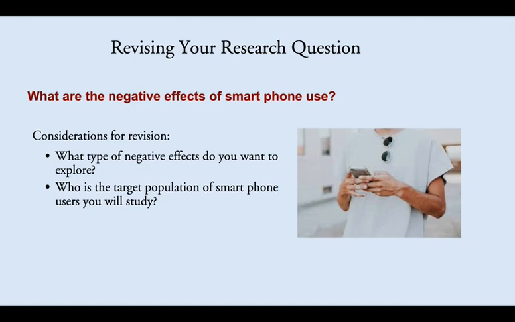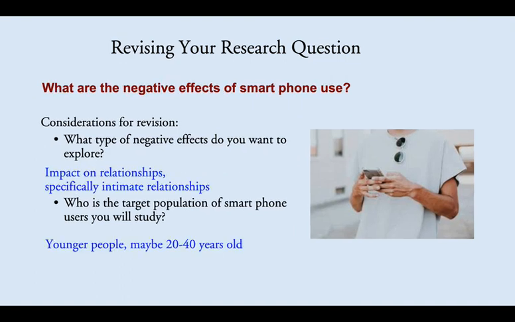To give the question more focus, we need to consider what type of negative effects we want to explore, and who is the target population of smartphone users that we want to study. We can answer these questions in this way. For example, for the type of negative effects, we could look at just the impact on relationships, specifically intimate relationships or couples. For the target population, we might want to look at younger people, somewhere between the ages of 20 and 40 years old.